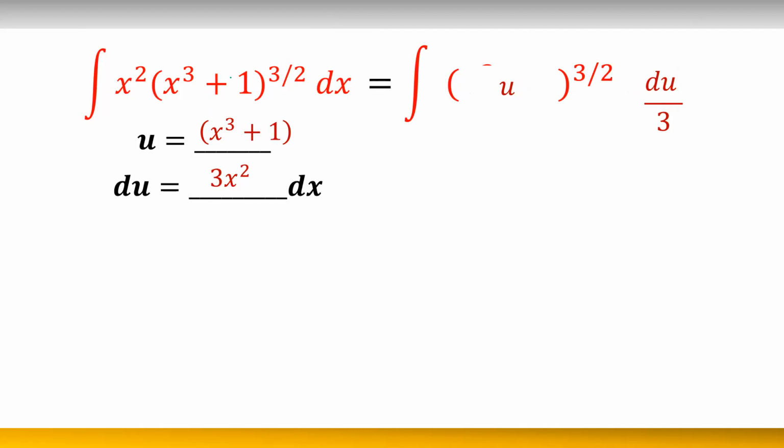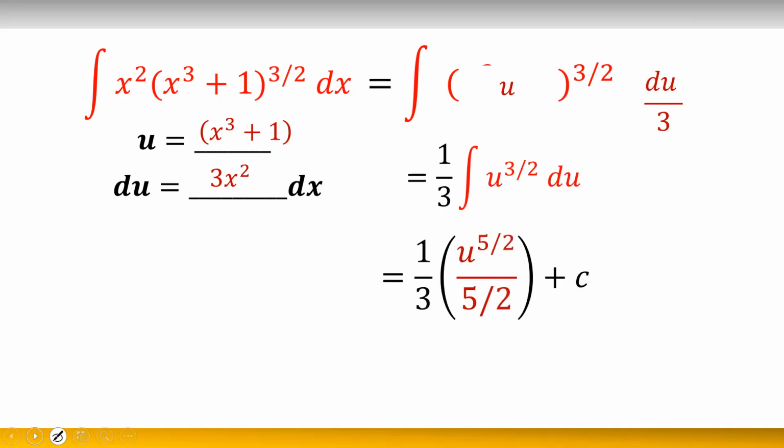Pagkatapos, apply na natin, no? We can take the 1/3 outside. Labas natin yung 1/3. Tapos, simple power rule na lang tayo or the plus 1 rule. Meron tayo 1/3, tapos integral ng u to the 3 halves. Magiging u to the 5 halves over 5 halves or times 2/5. 2/5 times 1/3 is 2 over 15. So, balik tayo sa original variable. 2 over 15 x cubed plus 1 raised to the 5 halves plus c.